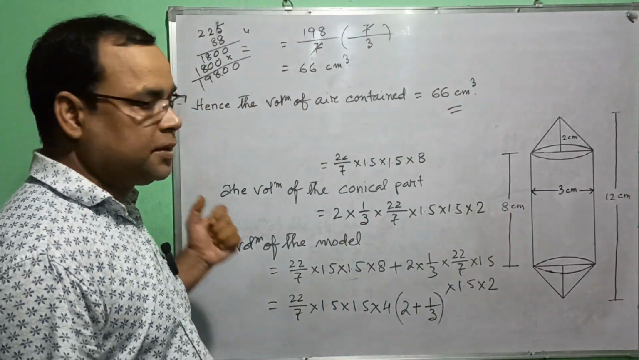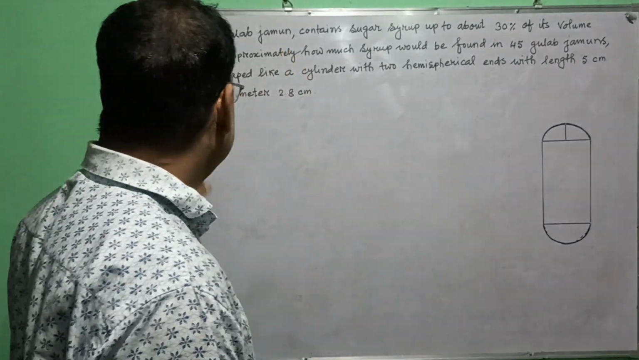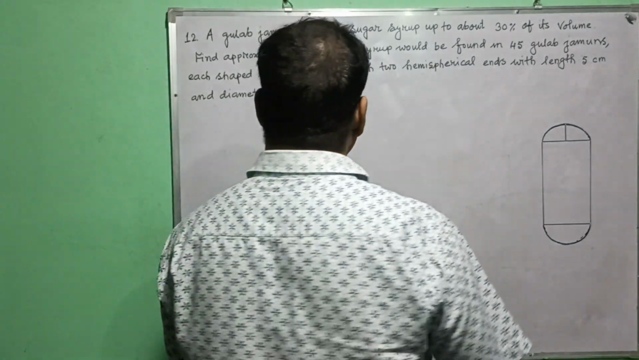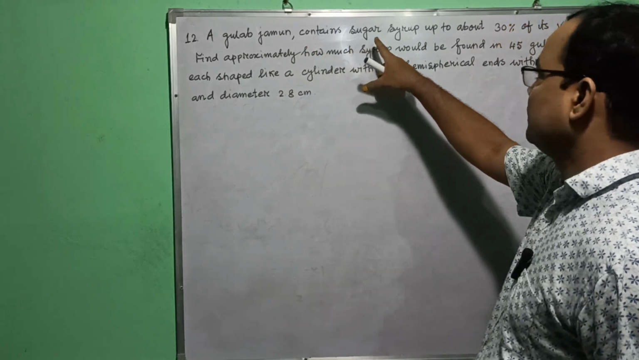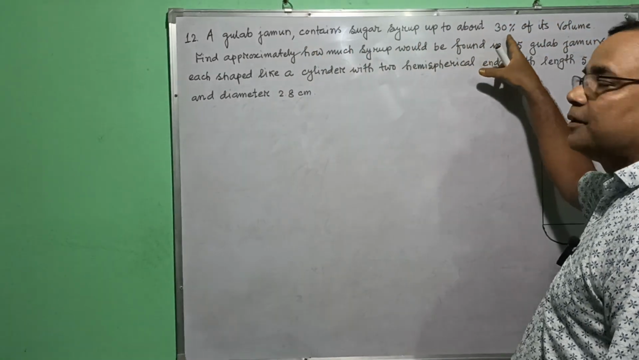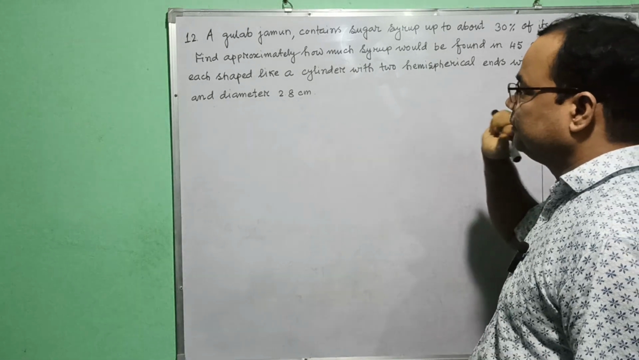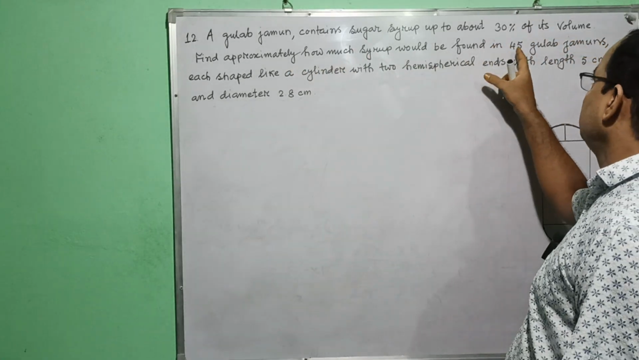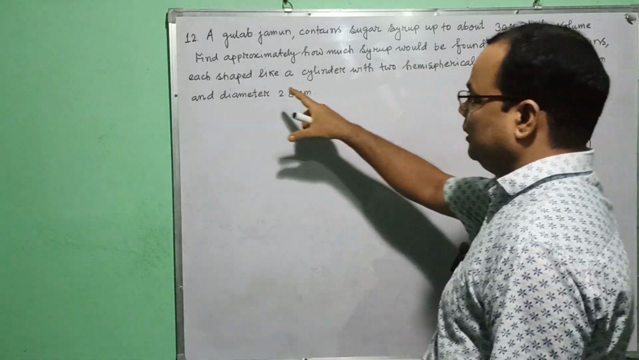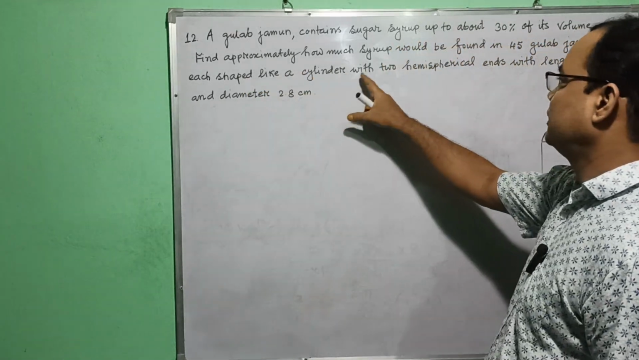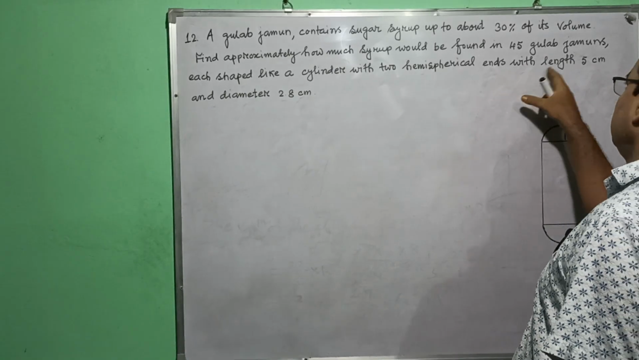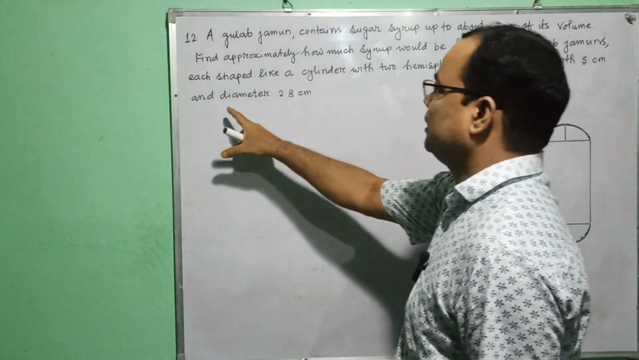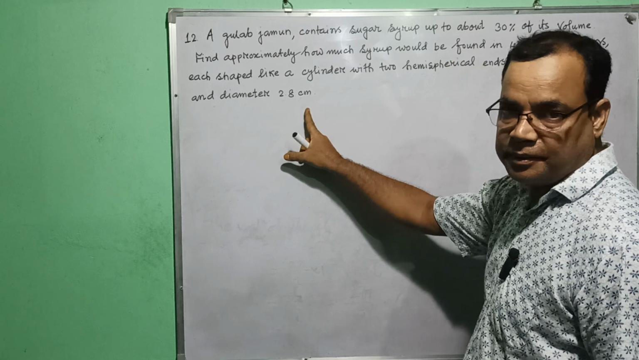So now we'll start question number 12. In question number 12, it is given that a gulab jamun contains sugar syrup up to about 30% of its volume. Find approximately how much syrup would be found in 45 gulab jamuns, each shaped like a cylinder with 2 hemispherical ends with length 5 cm and diameter 2.8 cm.